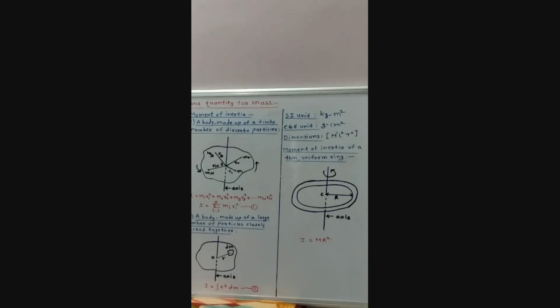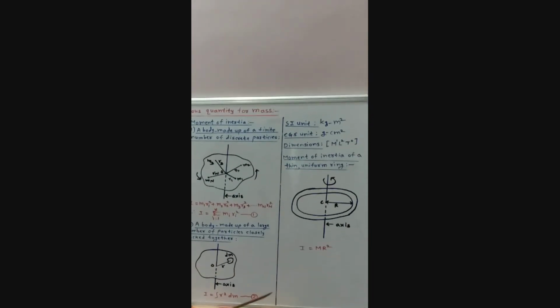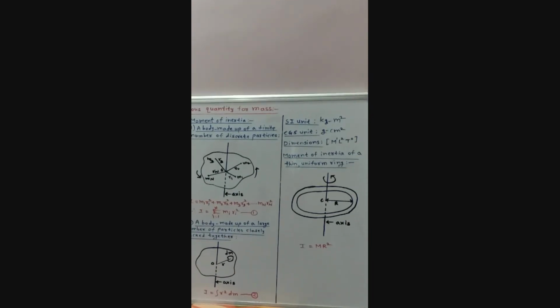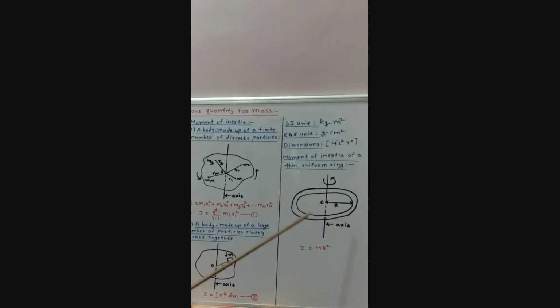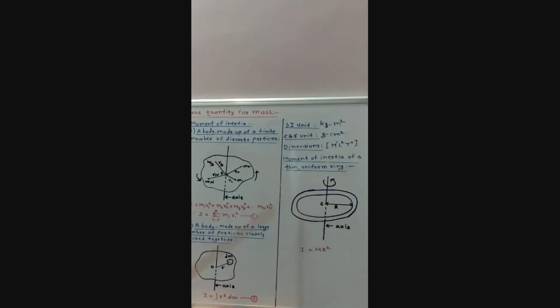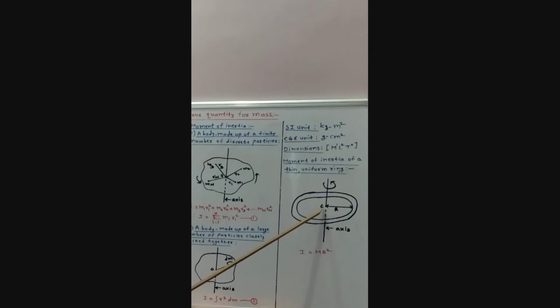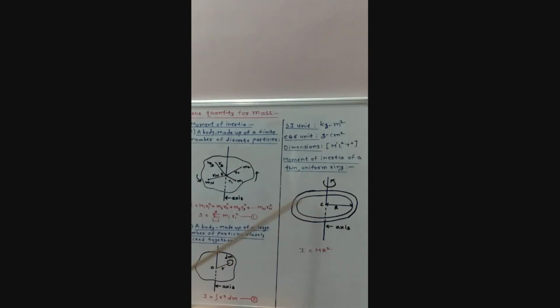Now we have to note the moment of inertia of a thin uniform ring. Consider a thin uniform ring of mass capital M and radius r rotating about an axis passing through its center C and perpendicular to its plane. Its moment of inertia is given by I is equal to M r square.